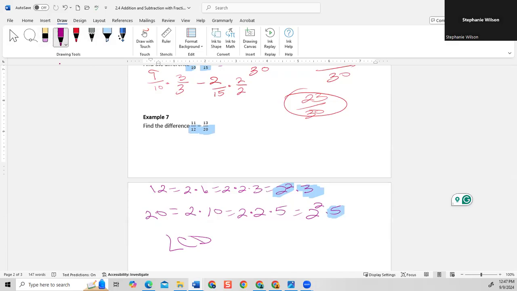So we're going to take those. We're going to have 2 squared times 3 times 5. 2 squared is 4 times 3 times 5. 4 times 3 is 12 times 5, which is 60. So my least common denominator is 60.